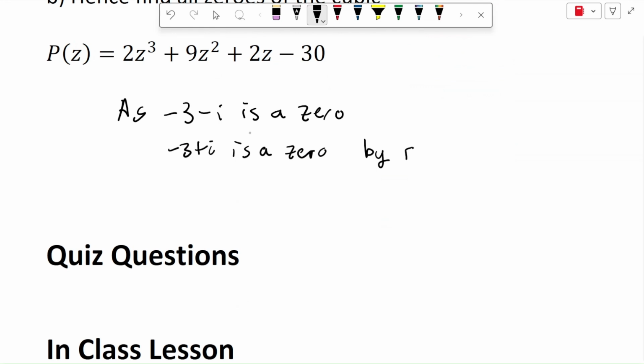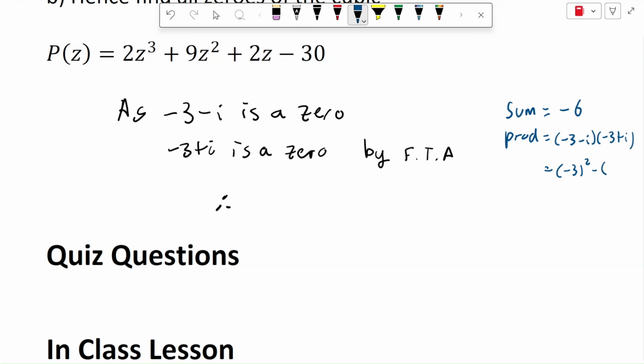By the fundamental theorem of algebra. Therefore, now if we look at the sum, that's going to be -6, and the product is going to be -3 take i, -3 plus i. So that's going to give you (-3) squared take i squared. So that's 10. So therefore, we have a factor of x squared plus 6x plus 10.